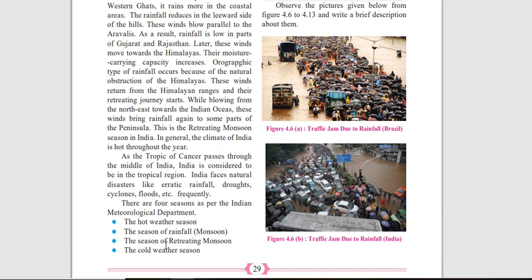I hope you have understood how the climate of India and Brazil comprise a wide range of weather conditions across a vast geographic scale and varied topography.